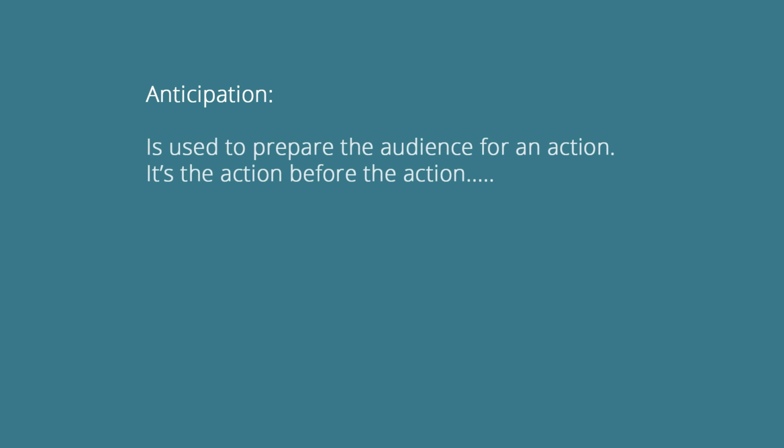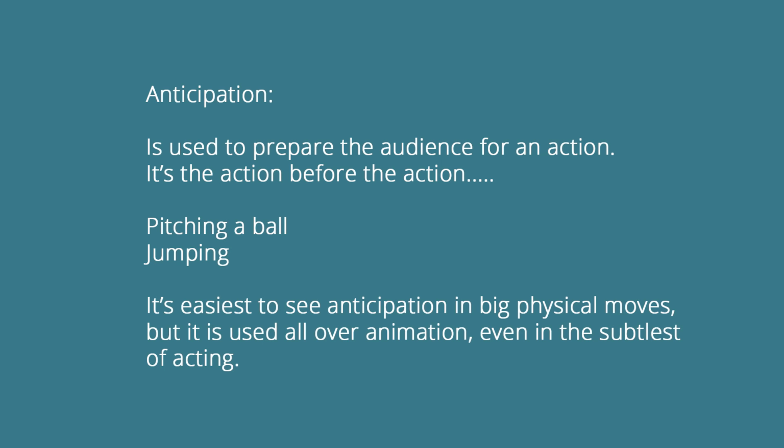So what's anticipation? Anticipation is used to prepare the audience for an action. It's the action before the action. So a good example of this would be pitching a baseball. The wind-up before the throw would be the anticipation. Anytime a character jumps, the bending of the knees, that would be the anticipation of the jump. It's easiest to see anticipation in big physical moves, but if you watch animation closely, you'll see it even in the most subtle of acting scenes.